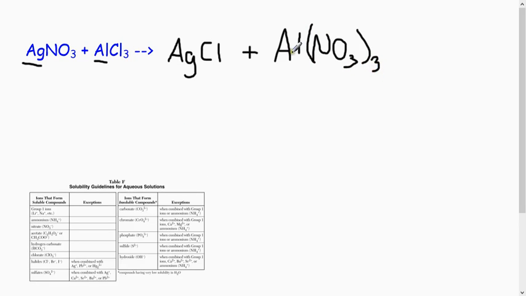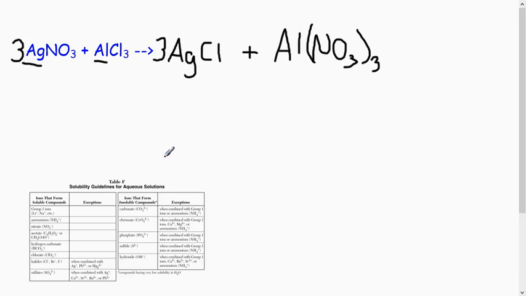When I go to balance, there's 1 aluminum on both sides. There's 3 chlorines on the left, only 1 on the right, which means I need a coefficient of 3 here. For silvers, 3 silvers over here now, which means I need a 3 here, which also gives me the 3 nitrogens and the 9 oxygens that I need.